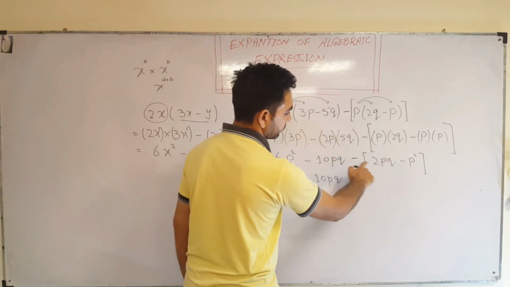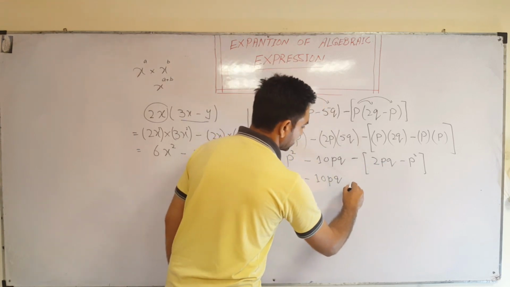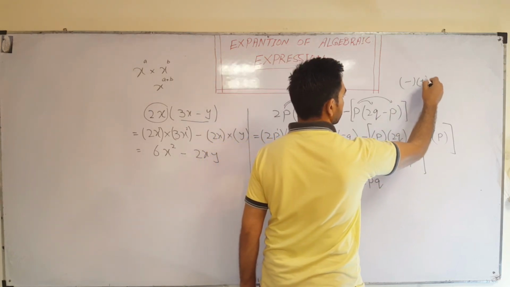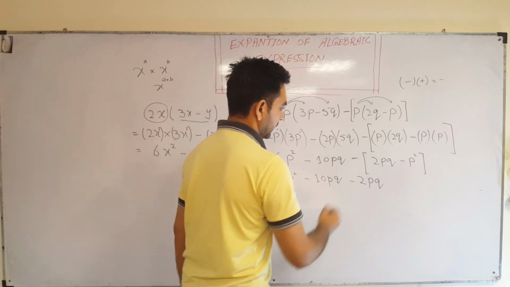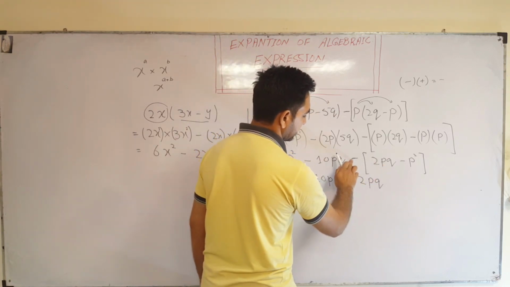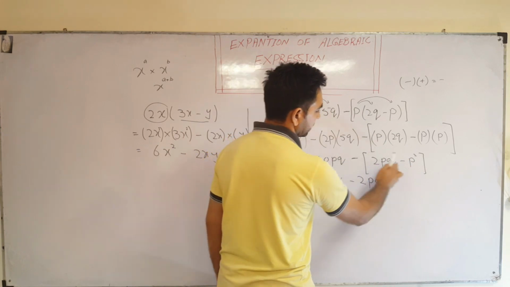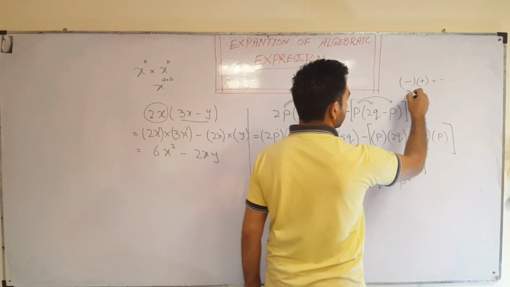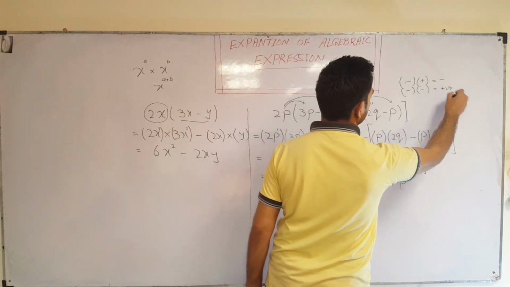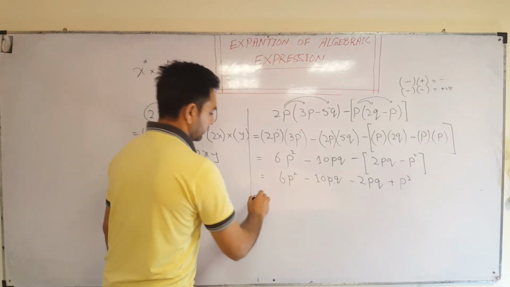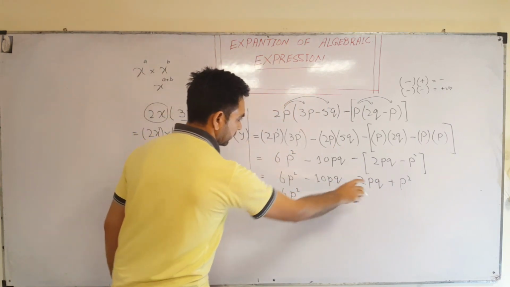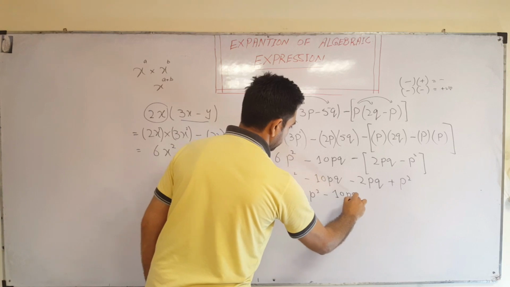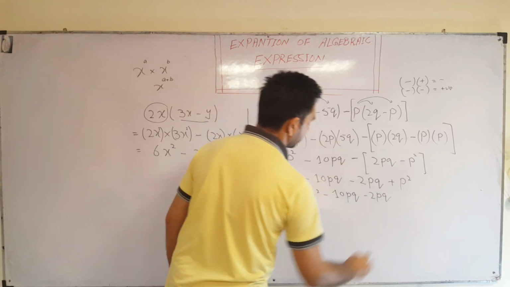So if I multiply minus 2 plus 2pq, that gives us minus 2pq, because minus into plus gives us minus. Now if I multiply this minus to expand it, I have to multiply this into this term. So this is minus and this is minus, so this will give us plus p square, because minus into minus gives us a positive or a plus. Now again you can arrange them, p square, we have another p square, so plus p square, then minus 10pq and minus 2pq.